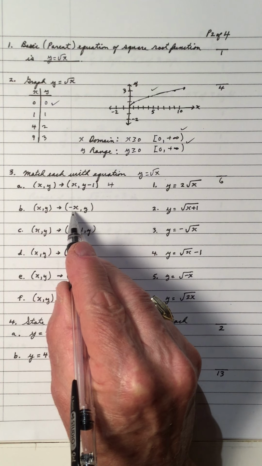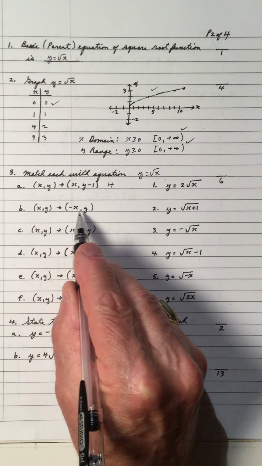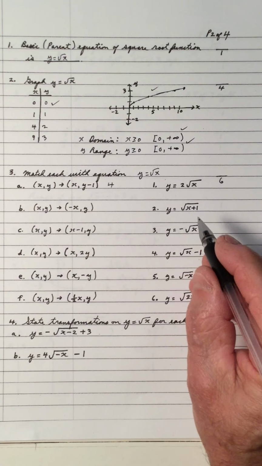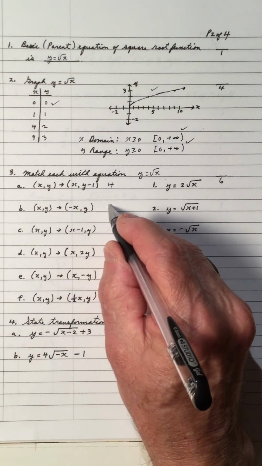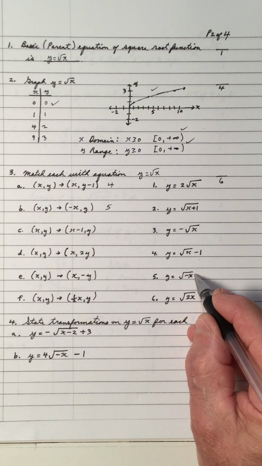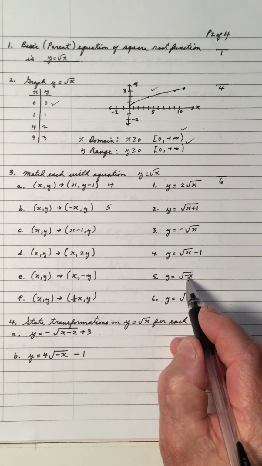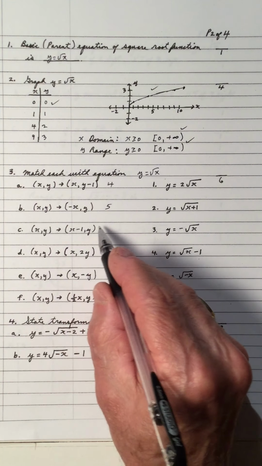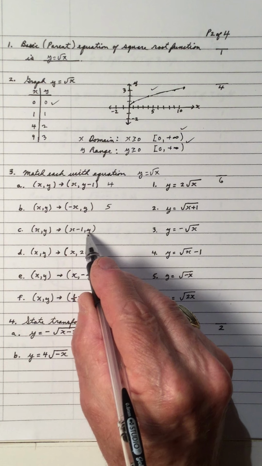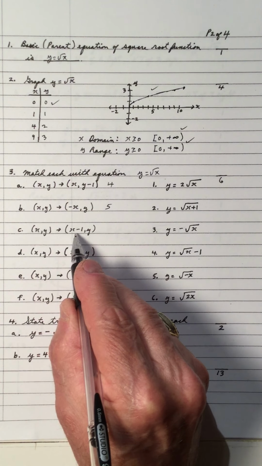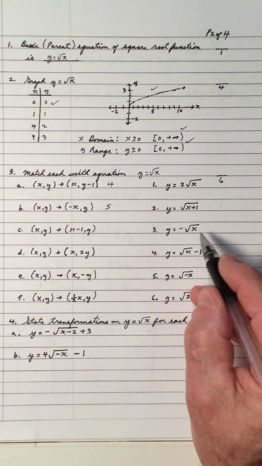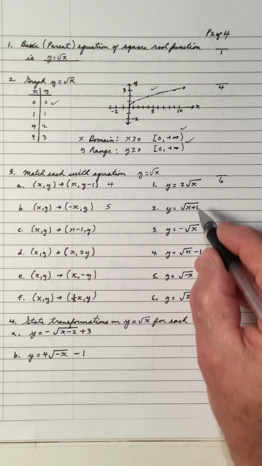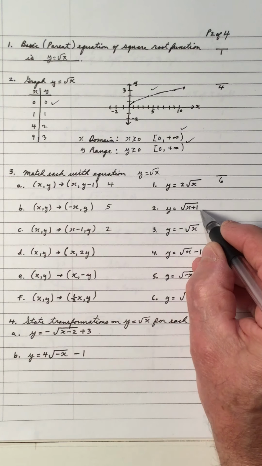This one has negative x, y, so the x is changed and not the y. The x is changed to a negative, so that's number 5. And c, x minus 1, comma y: notice the x is a minus 1 and the y is not changed. Because the x is a minus 1, it has to be a plus 1 in the equation. So that's number 2.